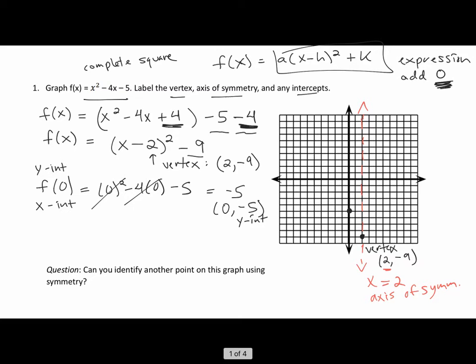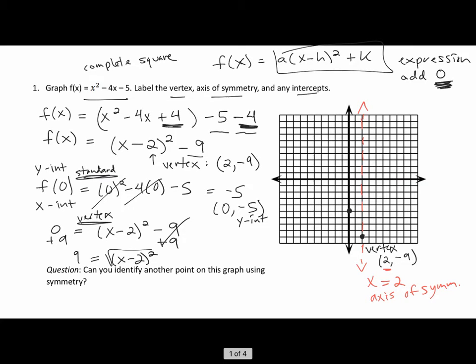Now I need some x-intercepts. That's where y is 0. So instead of f of x, I'll put 0. And I used the standard form for the y-intercept, but it's easier to use the vertex form for the x-intercept. And the reason why is because, look at this. This is a square and a number. If I move that number over to the other side of the equation, then 9 equals x minus 2 squared.